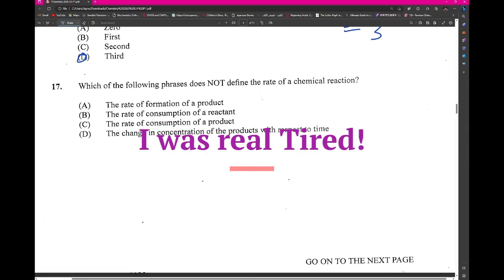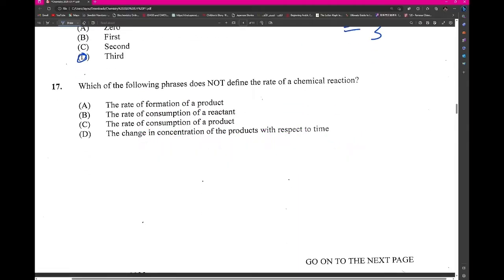Which of the following phrases does not define the rate of a chemical reaction? So look at the formation of product, consumption of reactant, and the change in concentration of product with respect to time. The rate of consumption of the product doesn't technically define it.